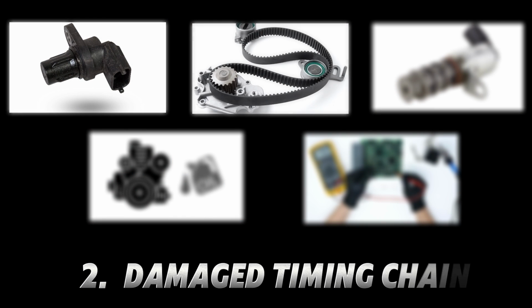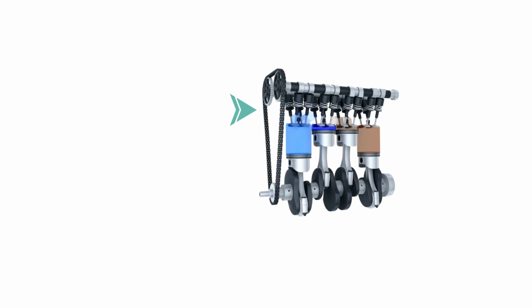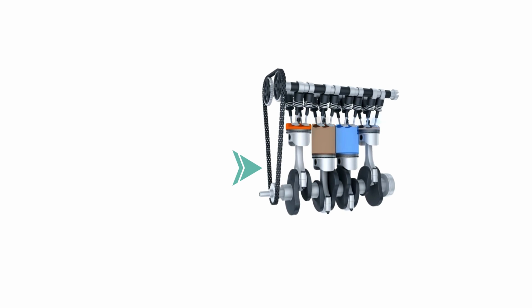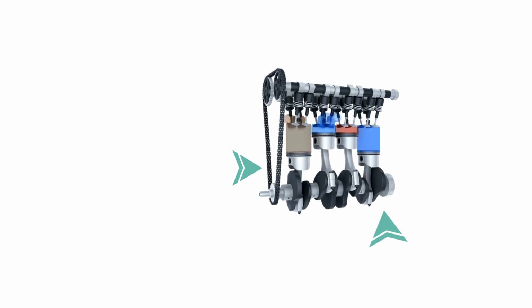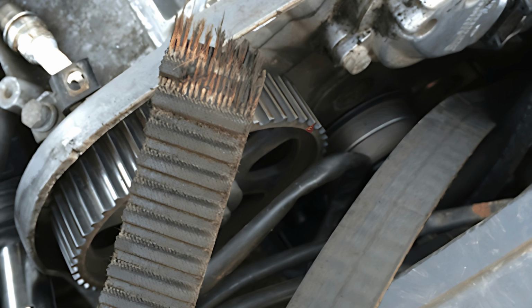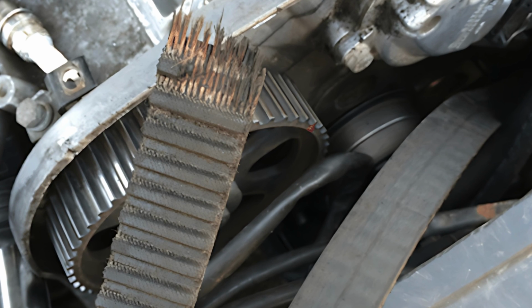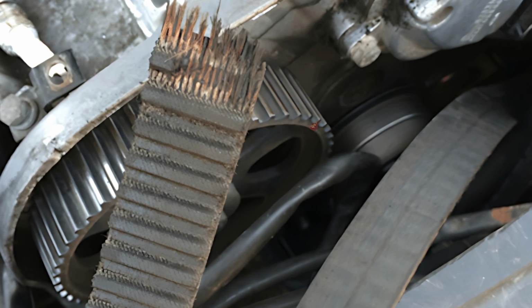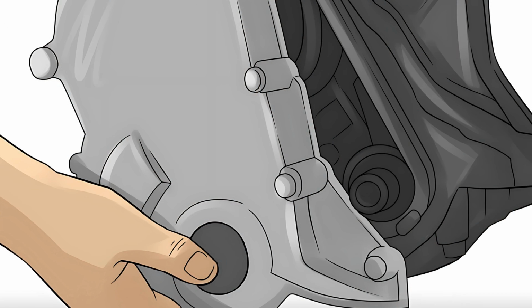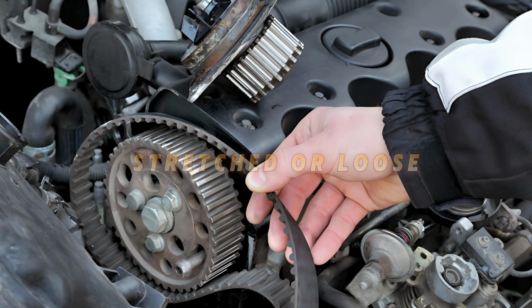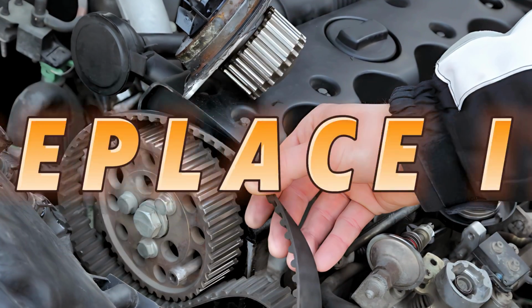Number 2. Damaged timing chain or belt. Over time, timing chains can stretch, causing the camshaft and crankshaft to fall out of sync. Broken or missing timing belt teeth can also cause timing misalignment. Remove the timing cover and inspect the chain or belt. If the timing chain is stretched or loose, replace it.